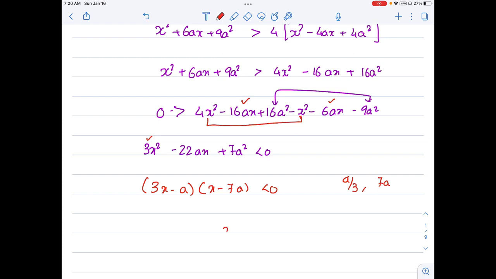Whenever it is less than 0, x lies between the smaller root on the left side and the bigger root on the right side. Because a is a positive constant, we take it as x lies between a upon 3 and 7a. That's going to be the answer for the first question. Now coming to the second question.